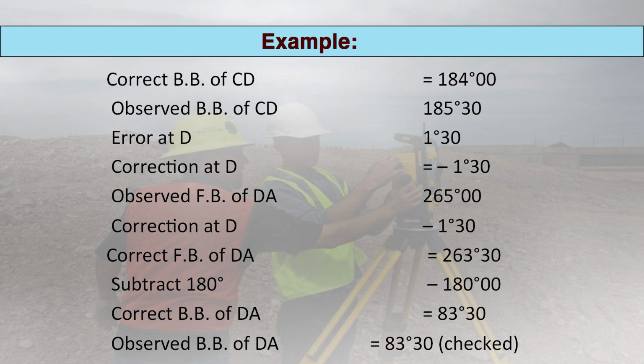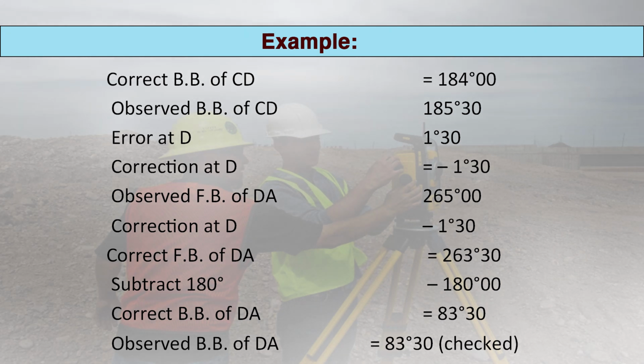Observed forebearing of DA is given as 265 degree, but the correction at D is minus 1 degree 30 minutes. So, we can find out the correct forebearing of DA as 265 degree minus 1 degree 30 minutes, which will result in 263 degree 30 minutes.